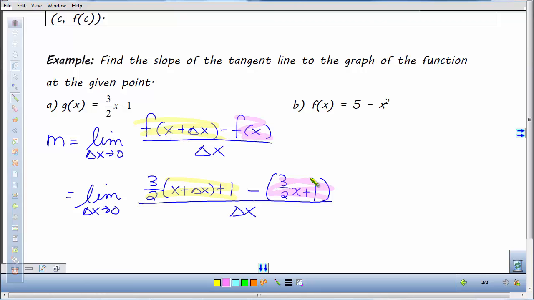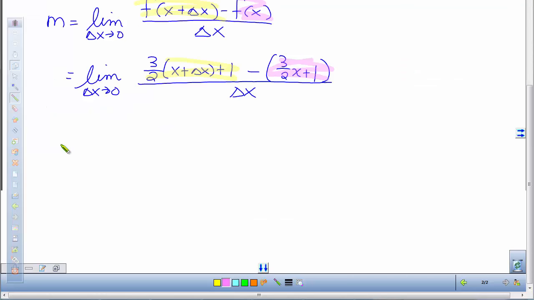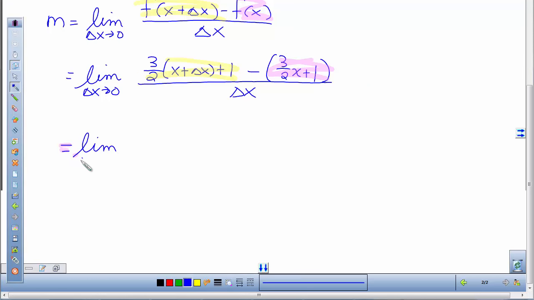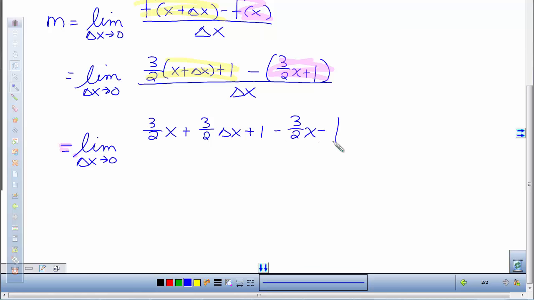Now we're ready to simplify. So we still have the limit as delta x approaches 0 of 3/2 x plus 3/2 delta x plus 1 minus 3/2 x minus 1 all over delta x. Of course, we were careful and we distributed the minus sign to each term that followed in parentheses.